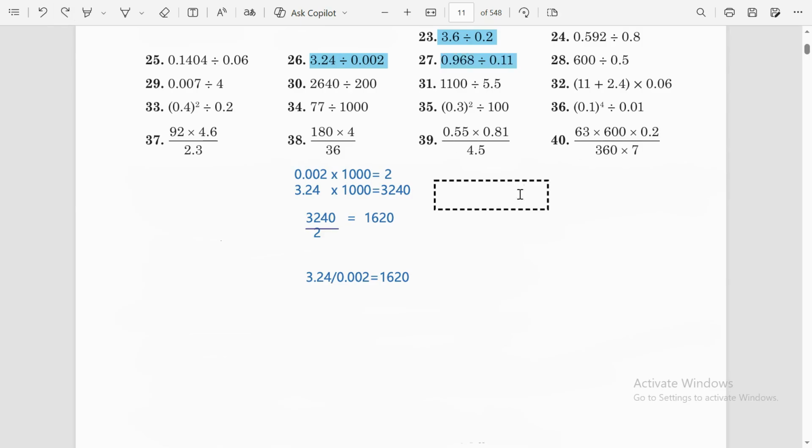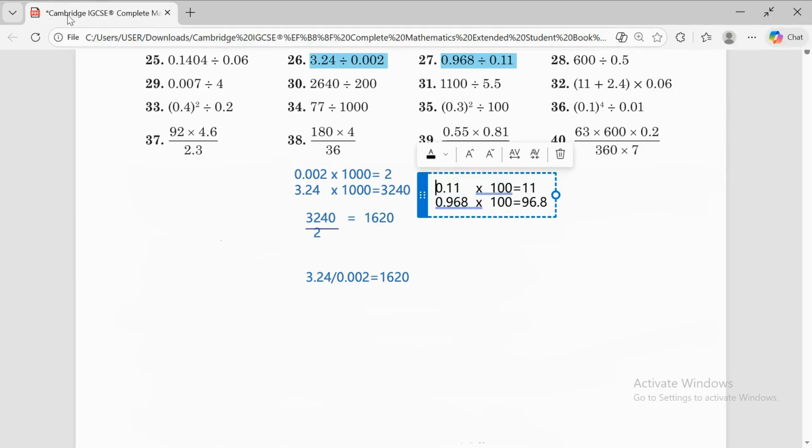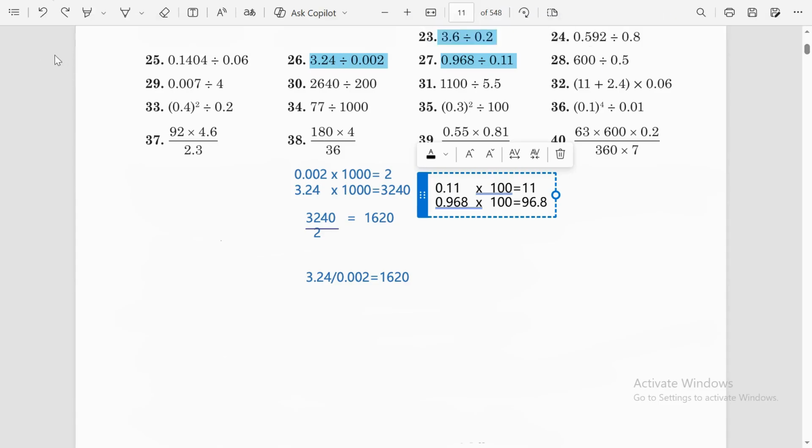Next question, 0.968 divided by 0.11. We need to multiply it by 100, and it's 96.8, and we are going to get the answer. See, this is the answer, 8.8.